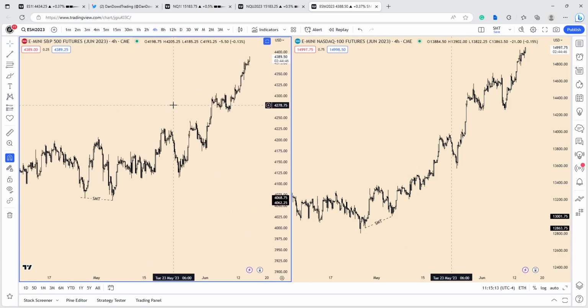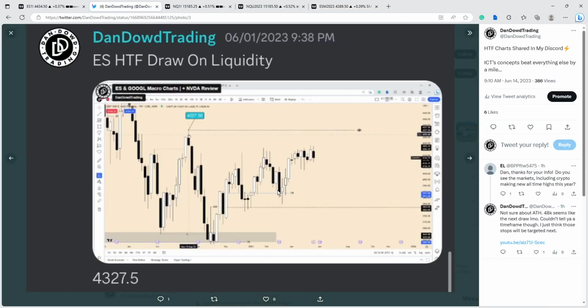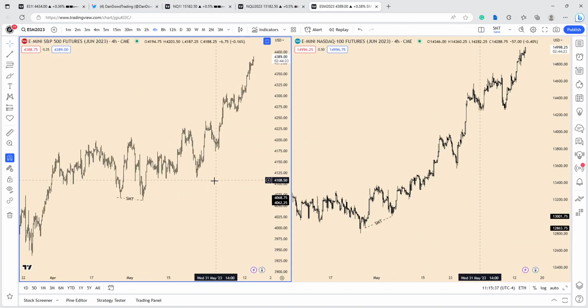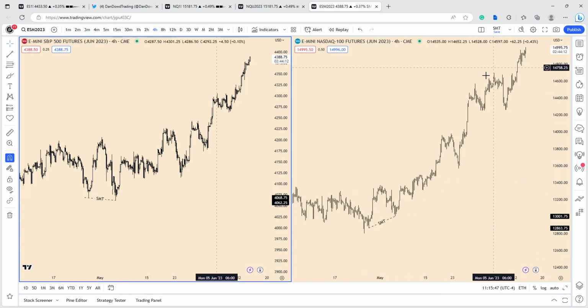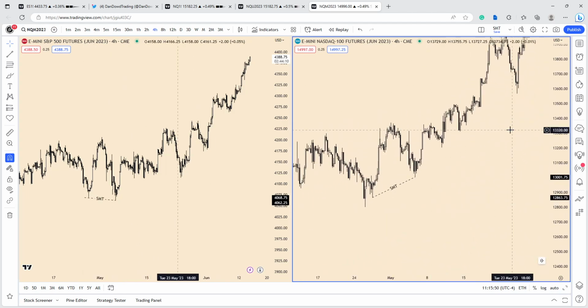Now, because we have SMT divergence, it doesn't just immediately mean we need to buy, right? There needs to be a bias and a narrative behind that idea. Since I was already expecting higher prices, and on June 1st I was looking for 43.27.5, that was my draw on liquidity for future price action. Because I was looking for that high already, seeing this SMT divergence was confirmation that, okay, I'm on side. Smart money's accumulating. We're seeing real accumulation right now. The SMT divergence sets the stage for the run higher, and then we continue to explore the upside. This is bullish SMT divergence.